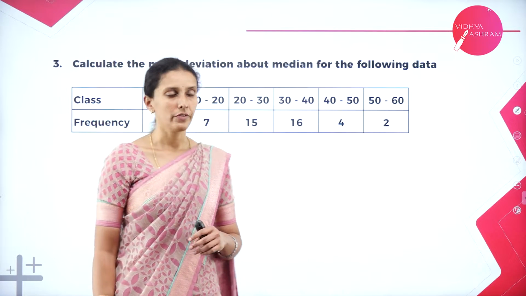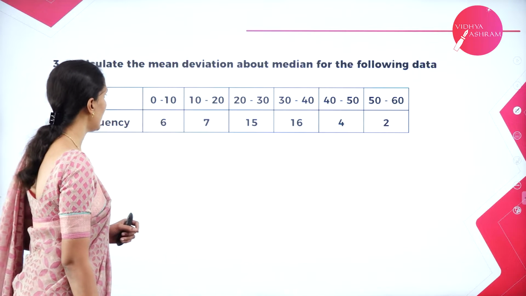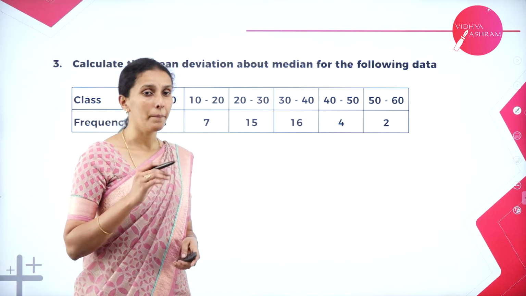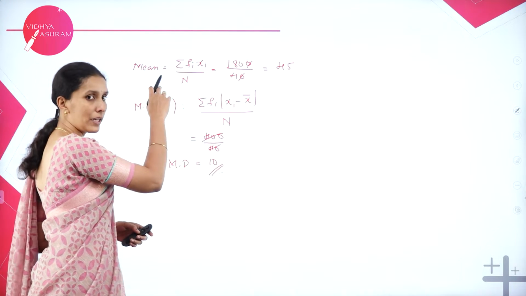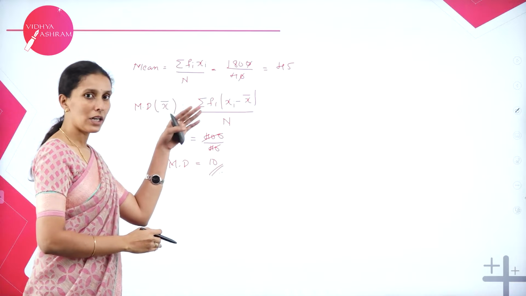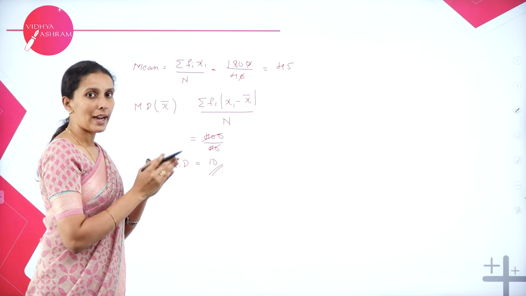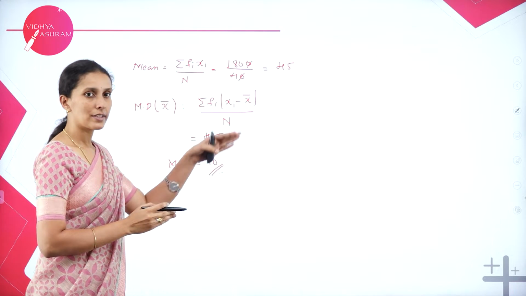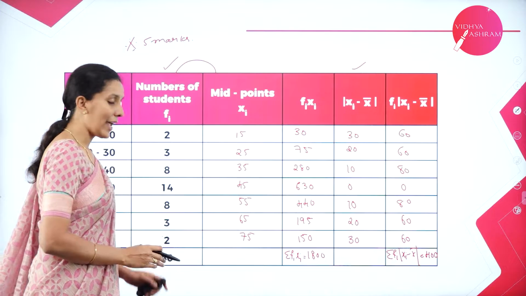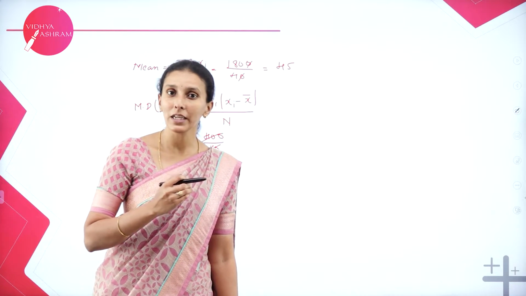So the next question we have: calculate the mean deviation about the median for the following data. In the previous case, we took the mean. There we found the mean, subtracted each score from the mean, then took the modulus difference, and again multiplied with the frequency to get summation fi modulus xi minus x bar. Then we made the sum and divided it by n to find the mean deviation. So this is the procedure whenever the mean is given.